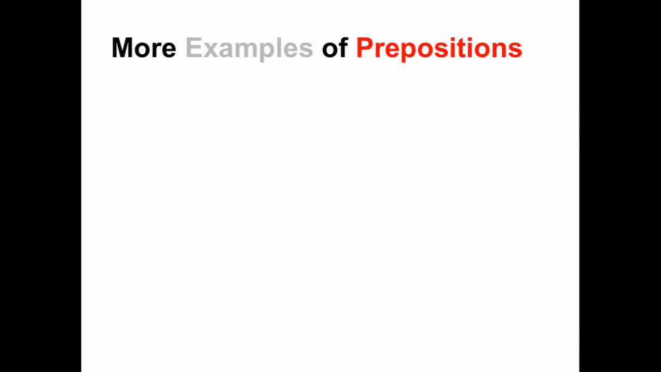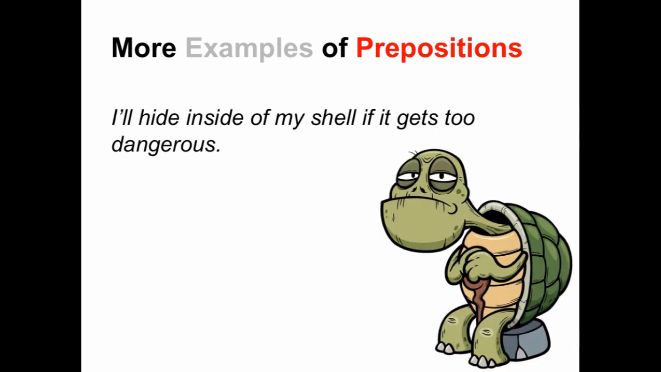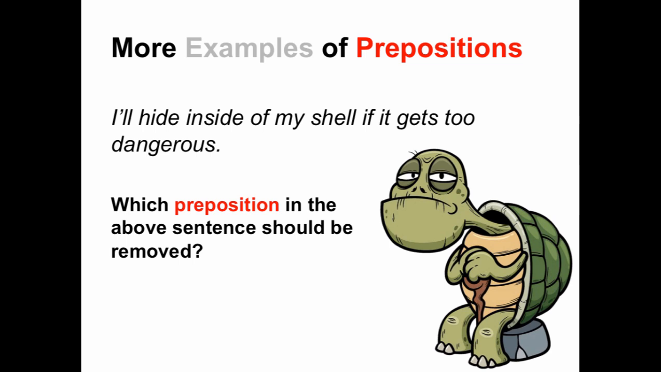Here's one more example of a sentence with a preposition. I'm going to hide inside of my shell if things get too dangerous. Which preposition in this sentence is redundant and should be removed? Of. The preposition of in this sentence is redundant. Without the preposition of, the sentence would read like this: I'll hide inside my shell if it gets too dangerous. The preposition of adds nothing to the sentence and in fact takes away from it by virtue of its redundancy.